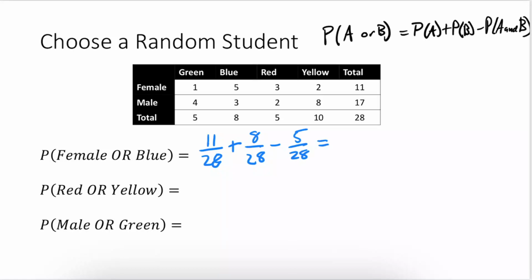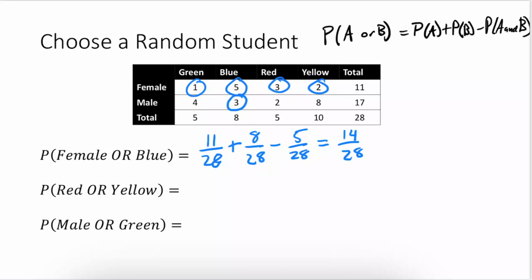And when I add those together, 11 plus 8 is 19. 19 minus 5 is 14. And so I would get 14 out of 28. Now, you could also calculate this by just saying that I have 1 plus 5 plus 3 plus 2 females. And then I would also want to count these 3 males whose favorite color is blue. And you would get the same answer because 1 plus 5 is 6, plus 3 is 9, plus 2 is 11, plus 3 still gives you 14. So you can calculate it either way.